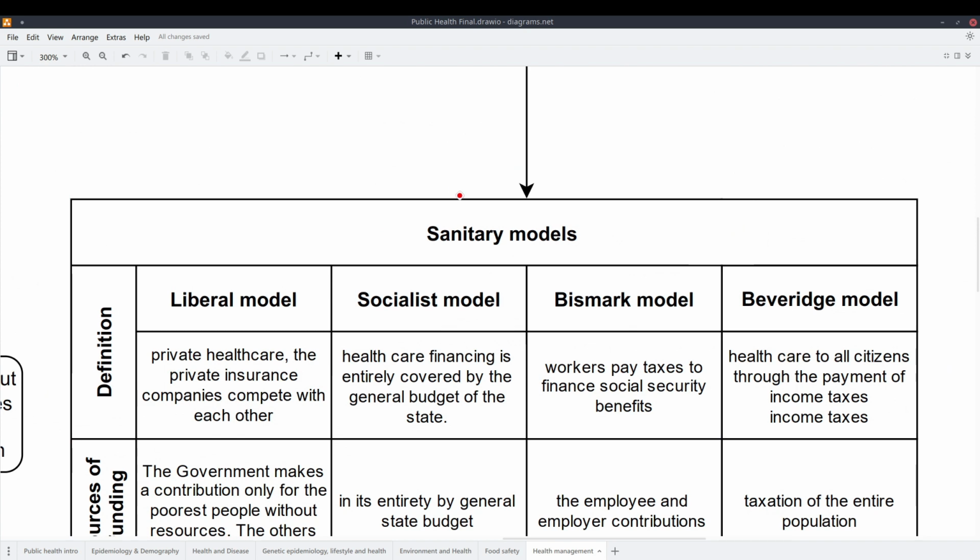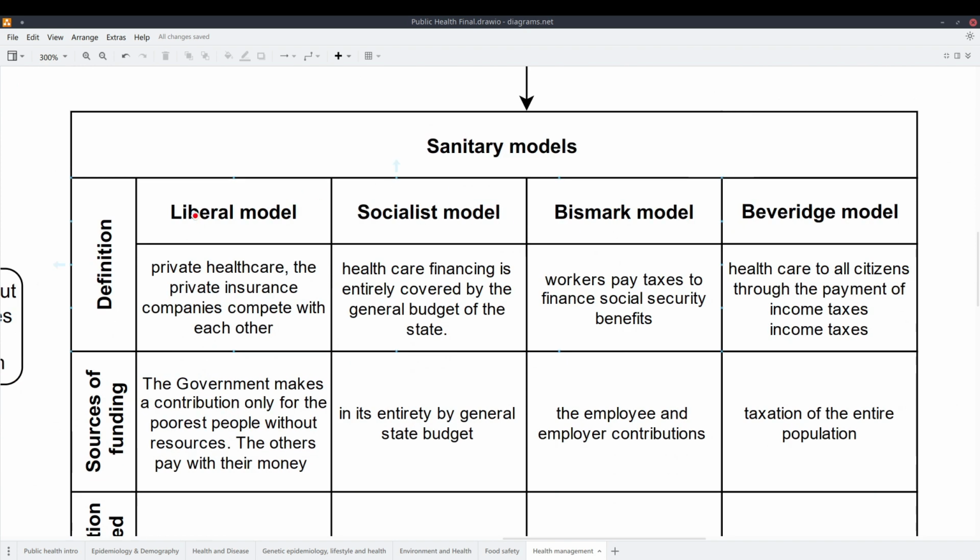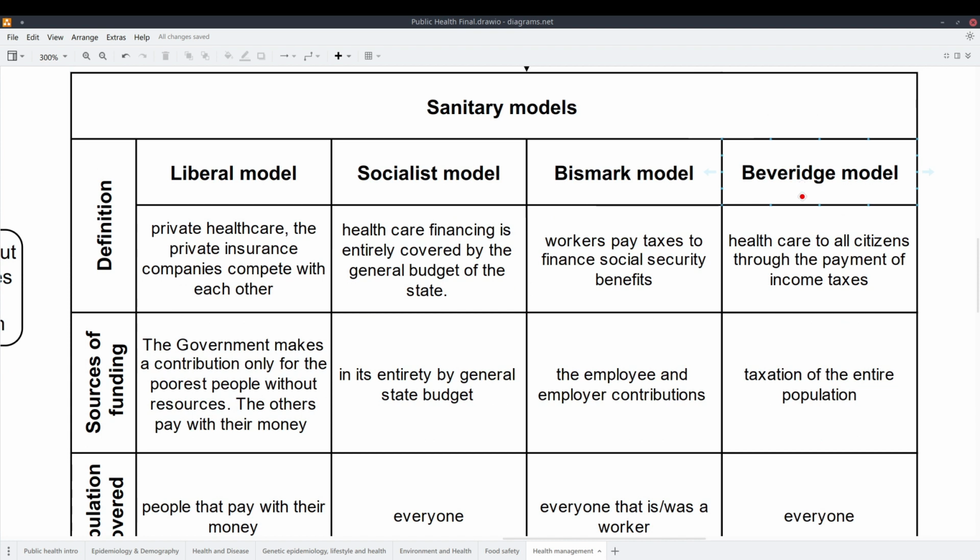And then we talk about sanitary models. So we have the liberal model, which is a private healthcare. The private insurance companies compete with each other. The socialist model, the healthcare financing is entirely covered by the general budget of the state. The Bismarck model, so workers pay taxes to finance social security benefits. And the Beveridge model, which is a healthcare of all the citizens through the payment of income taxes.